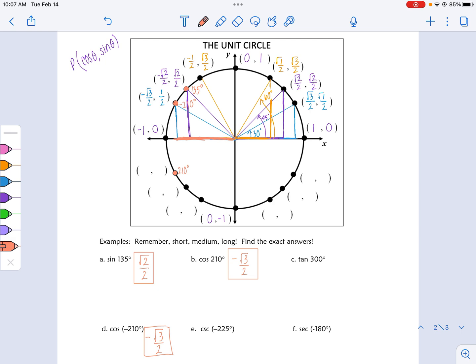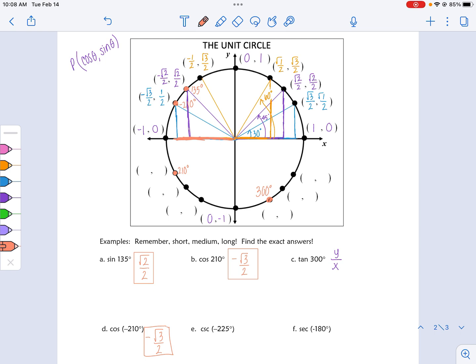Now the next three are all the fraction part. So tangent is really sine over cosine. In other words, you're doing your y over your x of 300. So let's graph it. Start at the x-axis, 90, 180, 270, 360. Well, I need to back up 60 degrees, so I end right here. That would be 300 degrees.